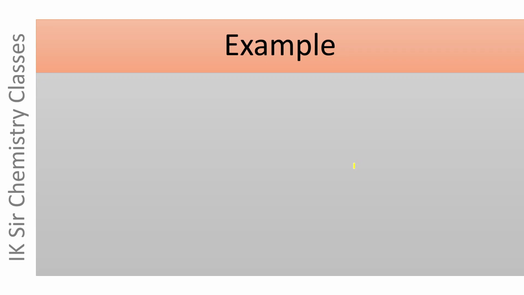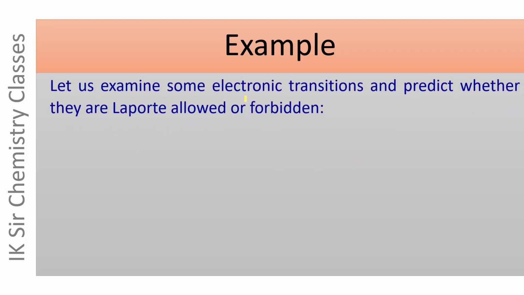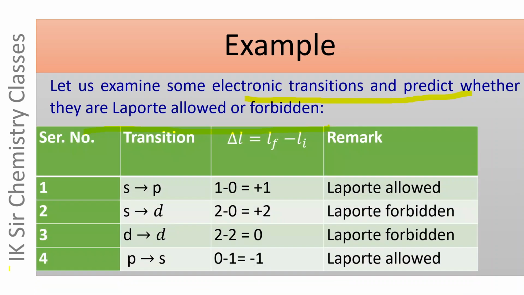Let us illustrate it with the help of an example. Let us examine some electronic transitions and predict whether they are Laporte allowed or forbidden. If a transition takes place from s orbital to p orbital, delta L equals final L minus initial L. The value of L for p orbital is 1 and for s orbital is 0. Delta L equals plus 1 and hence it will be Laporte allowed.